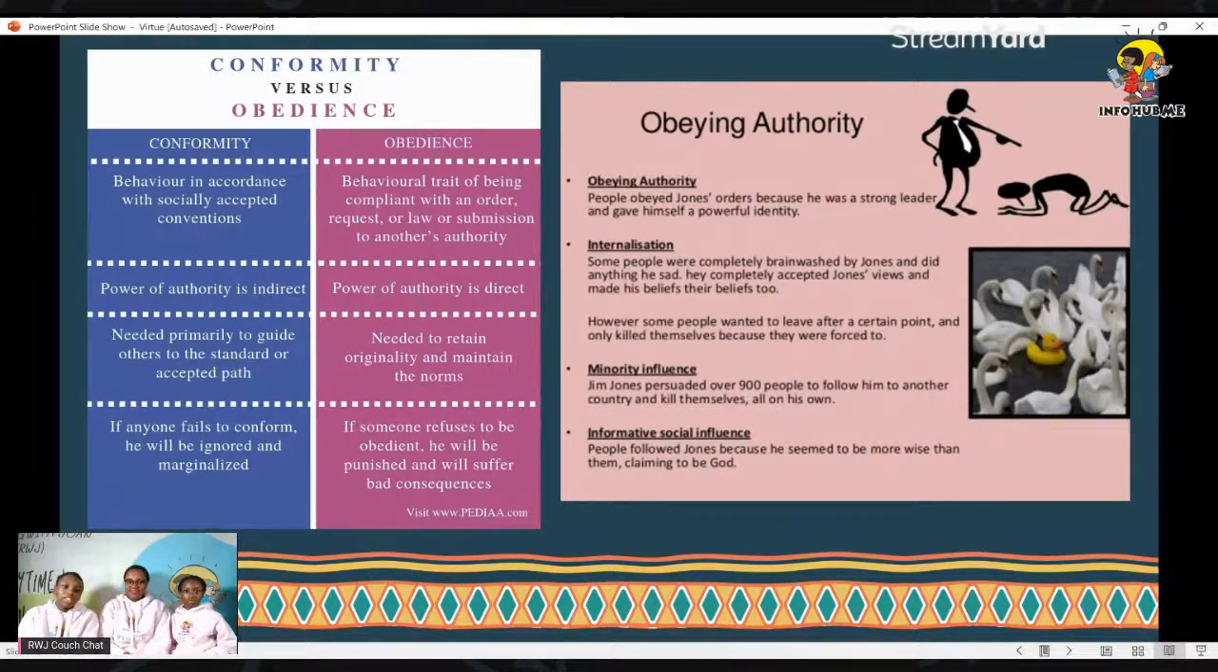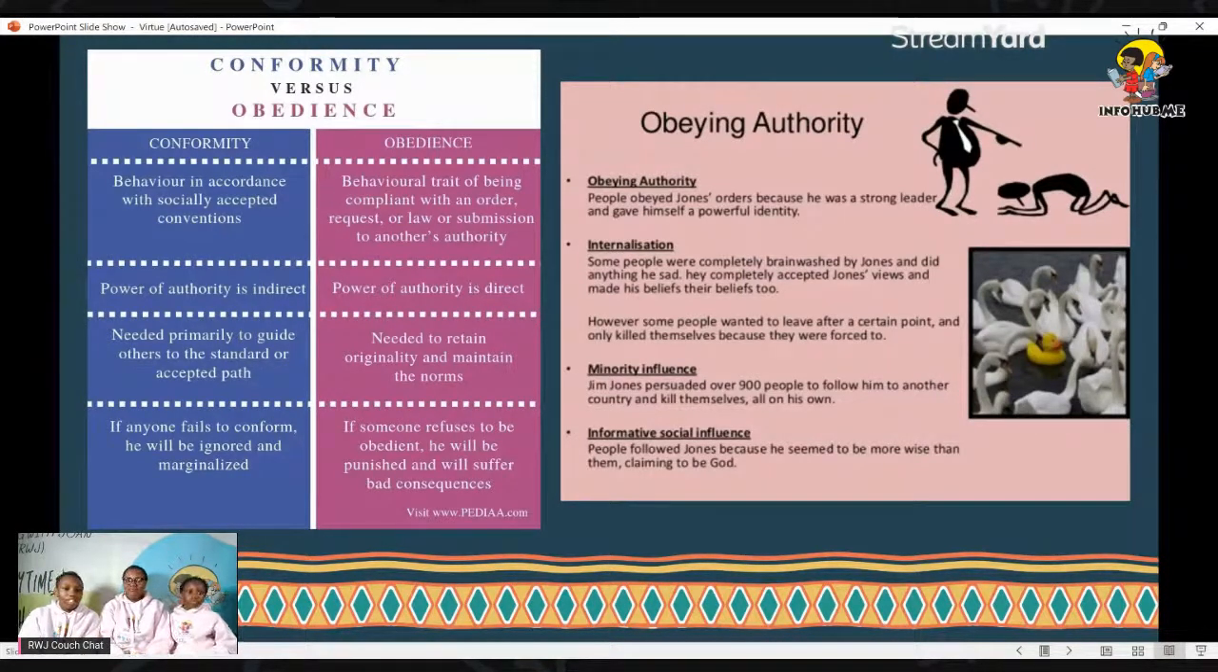Power of authority is indirect. So it just might be some kind of rumor, random, or social culture passed along, or things like that. No one is telling you specifically, go and don't smoke around. Exactly. So power of authority in obedience is direct. So this picture, what's the next one?